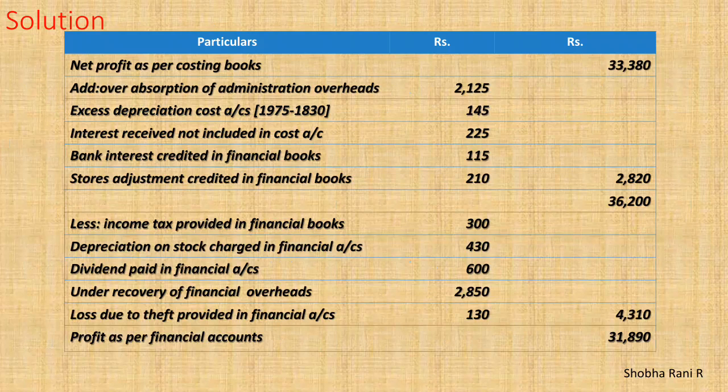While preparing this reconciliation statement, it's better to start with profit as per cost accounts. So, as given in the problem, net profit as per costing books is 33,380. Add to this over absorption of administration overheads 2,125. Excess depreciation in cost accounts, the difference amount we have to take here, 1,975 minus 1,830, we get the difference of 145 rupees.